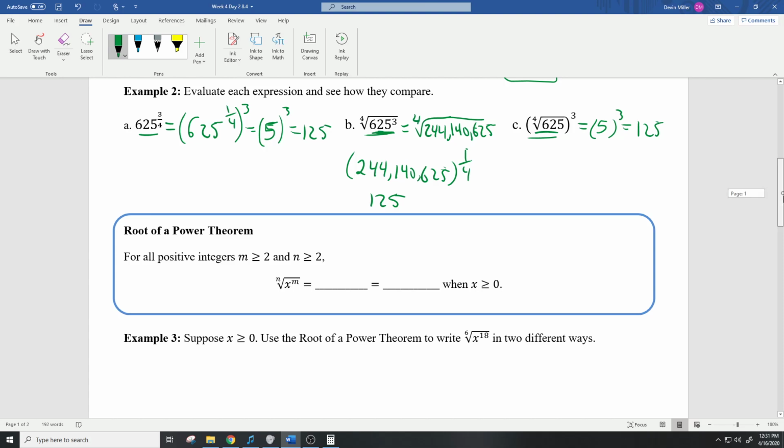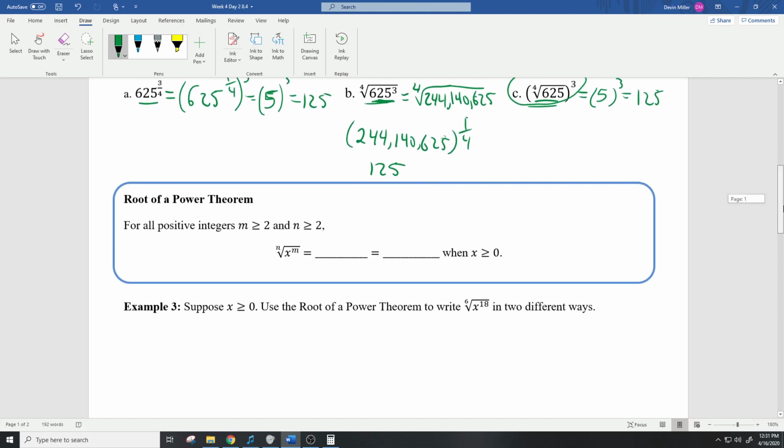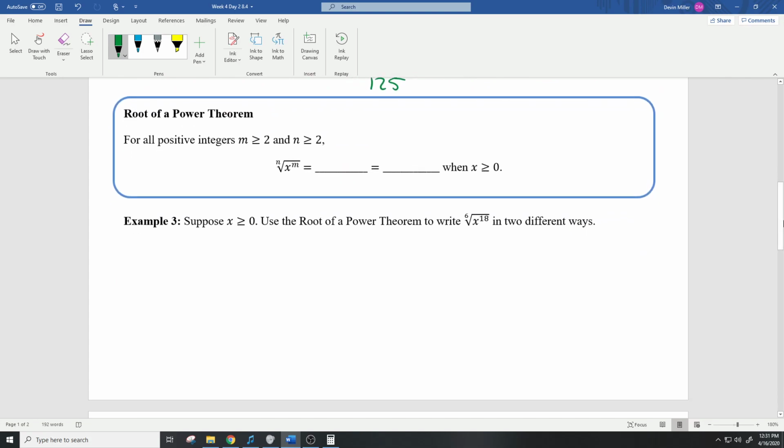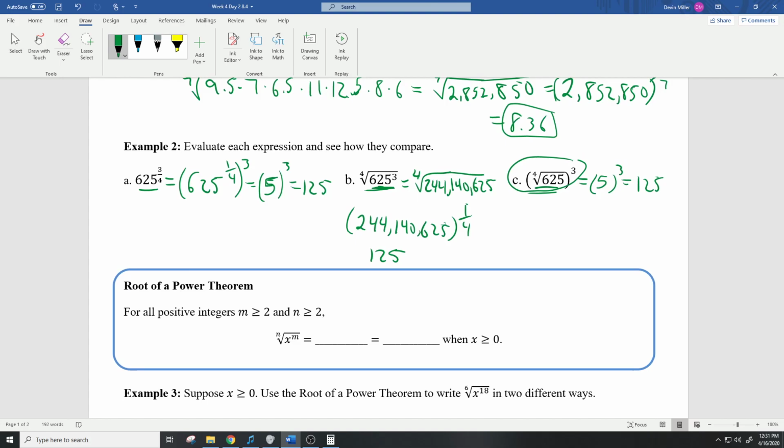Again, I did kind of go over this a little bit before we left school, the specific property. I'm not sure if we used part C at all, but we did look at A and B. So that leads us to the roots of a power theorem. For all positive integers m and n, as long as they're bigger than or equal to 2, then we can use this property. If you have the nth root of x to the m, one thing you can do is, that's like going from part B and rewriting it like part C.